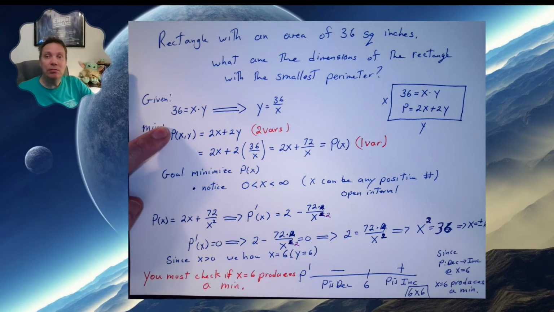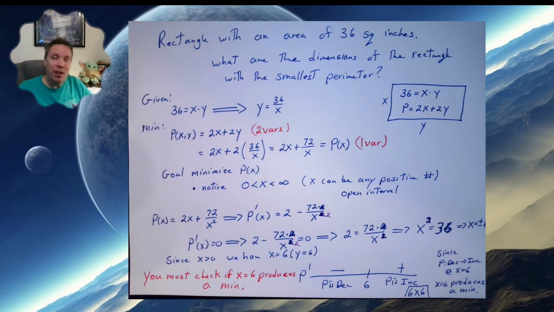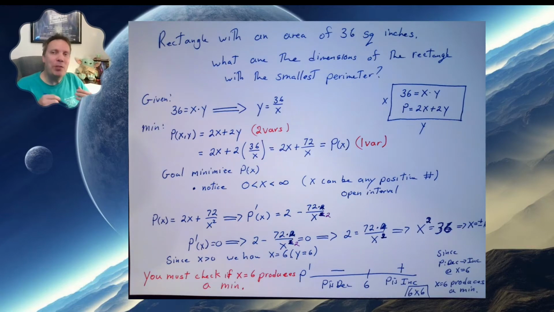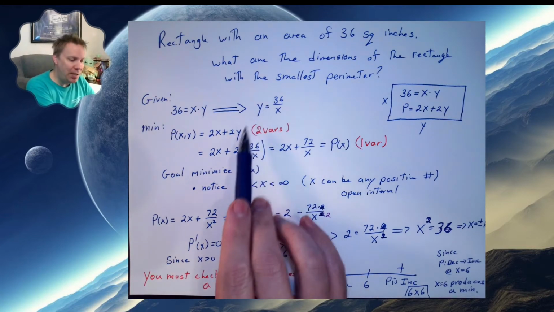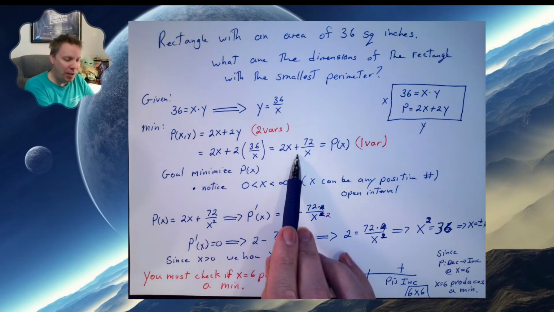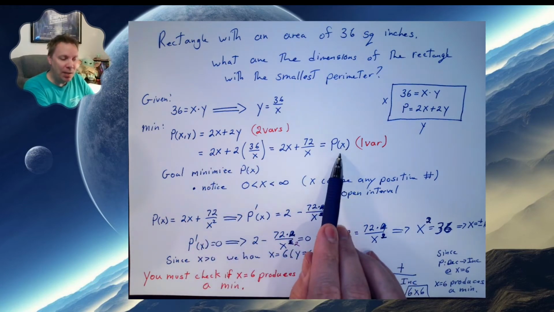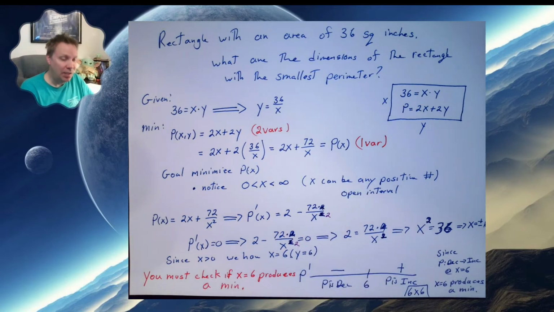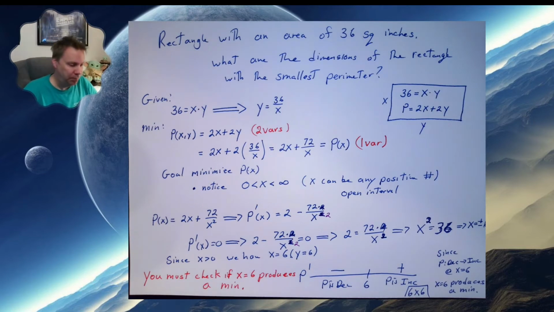So I write down the perimeter in terms of two variables, 2x plus 2y. Now I can replace one of those variables. I can replace the variable y by 36 over x. Doing a quick little calculation, I wind up getting that the perimeter is only dependent on one variable. And that's a good thing for us because now we can use the techniques that we have done previously.